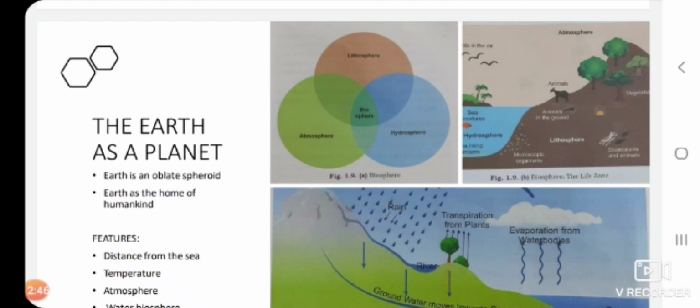So children, Earth has some features where life is possible, which is why it is known as the home for the humankind. Why is it a unique planet? We also call it a unique planet. Why is it called a unique planet? There are some particular features for this. So let us discuss them one by one.